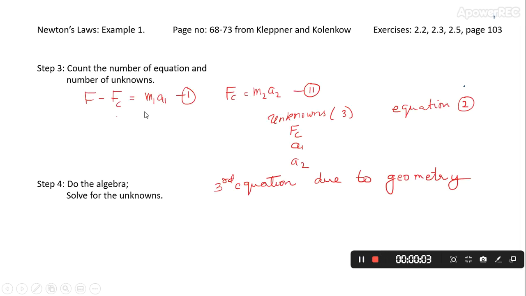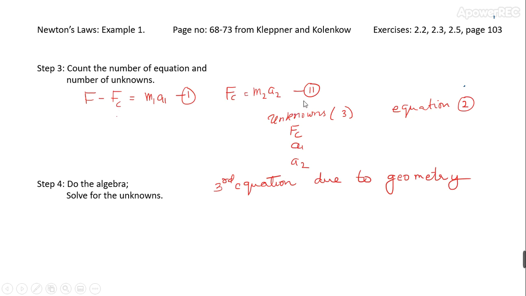Sorry, I'll have to give you a quick recap. This is the first equation and second equation, both due to Newton's laws, and we listed the number of unknowns, which is 3 in number, and we have number of equations equal to 2. Because this is 3 and this is 2, we called it a mismatch.